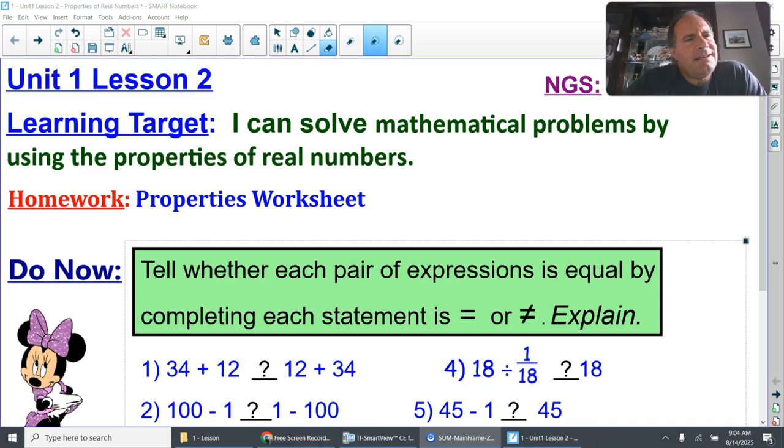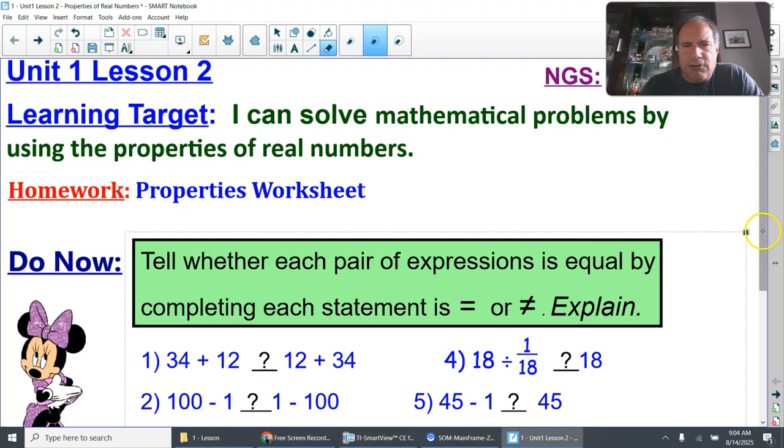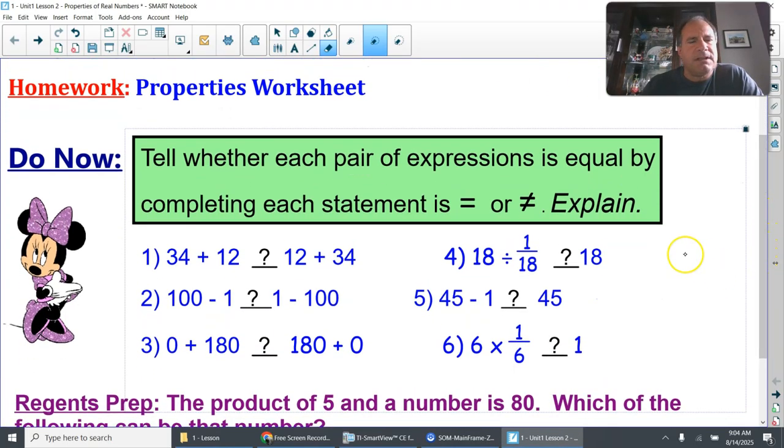Hello everyone. In this lesson, we're going to solve mathematical problems by using the properties of real numbers. And in the do now, we're going to get right to it. It says tell whether each pair of expressions is equal by completing each statement, equal or not equal.